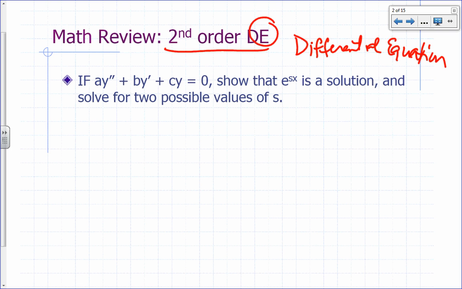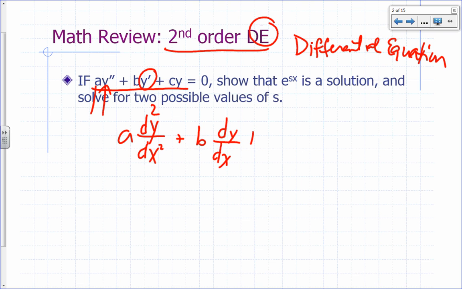So for example, this is the common type of differential equation you will encounter, where you have some constant a times the second derivative of y with respect to x, plus another constant b times the derivative of y with respect to x, so that's what y prime is, plus some constant c times y is equal to 0. This is called a second order differential equation because the highest derivative is a second derivative. If the highest derivative is a first derivative, then that will just be first order.